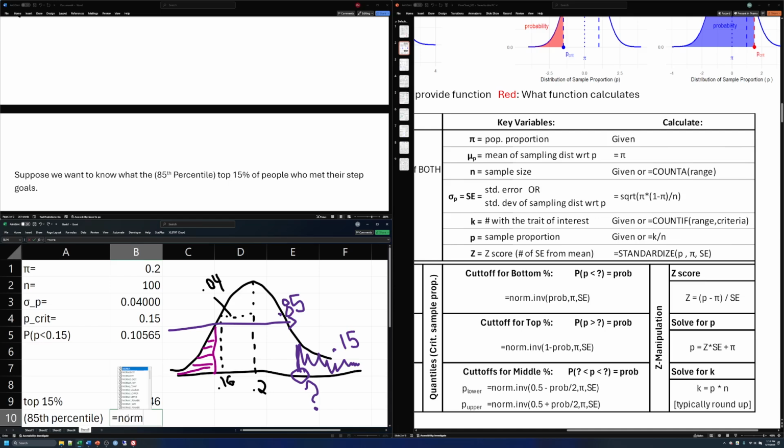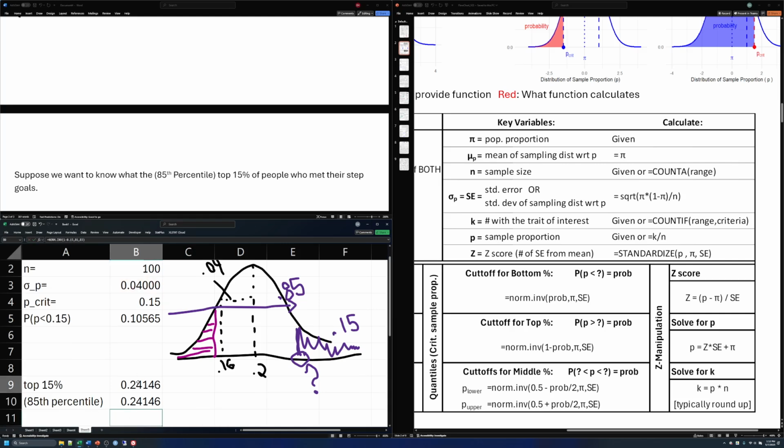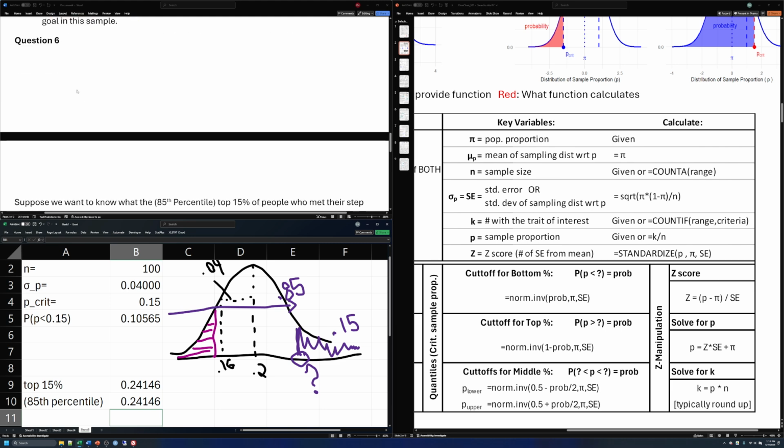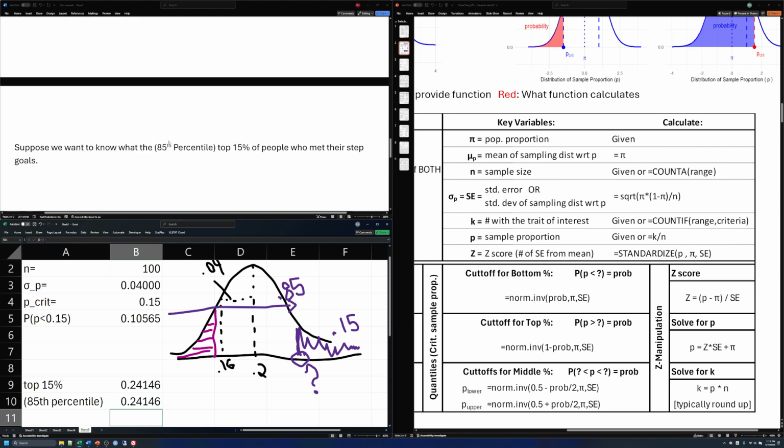It's just the norm dot inverse of 0.85, comma, pi, comma, standard error. And it's going to give you the same thing. Why? Well, what's 1 minus 0.15? It is 0.85. So there you go. That was just a little bonus problem for looking at our question 6 if we want to do a percentile question using our proportions. Best of luck.